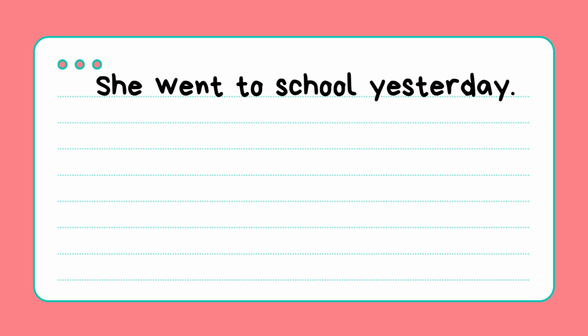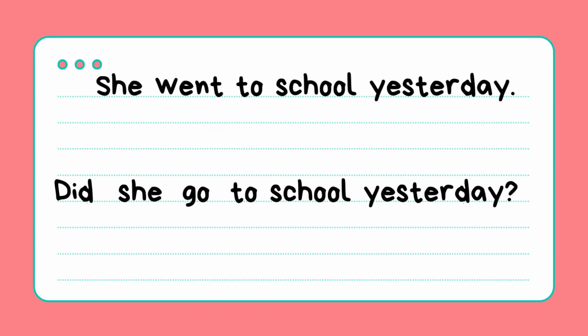Well, remember we start with did, then our subject, she, then the base form of the verb. What is the base form of went? It's go. Did she go? Then we add the rest of the sentence. Did she go to school yesterday?